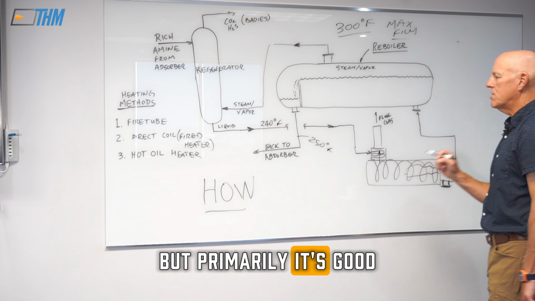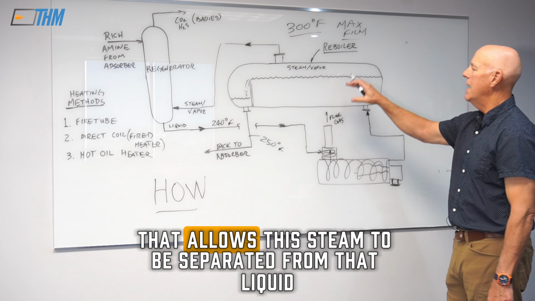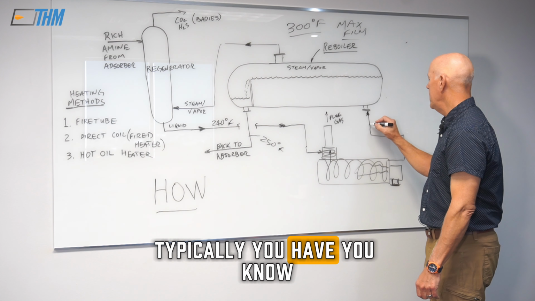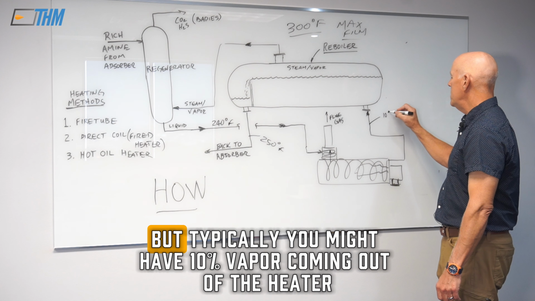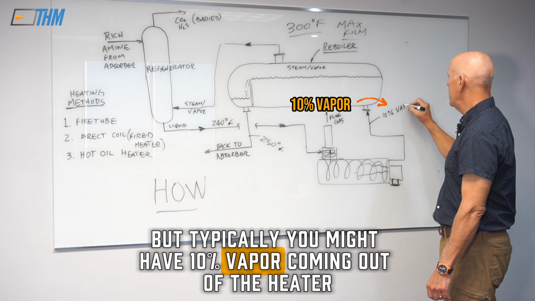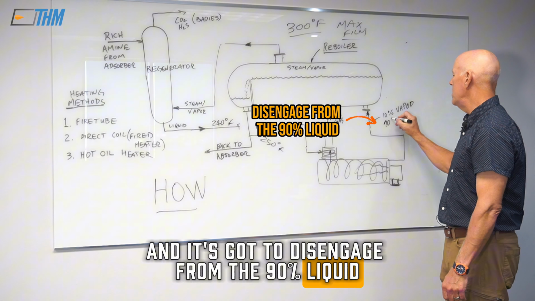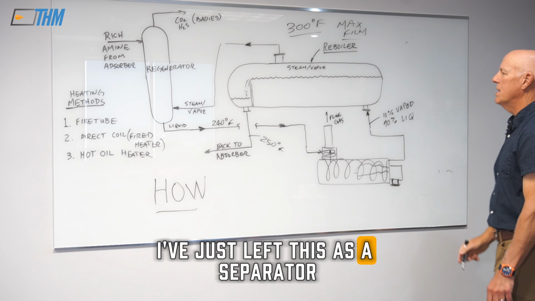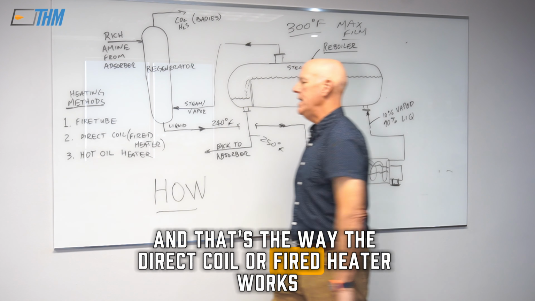So as I heat it, what happens? I'm taking this stream from the regenerator into the fired heater, I heat it up. I still have to have a device that allows this steam to be separated from that liquid. Typically you may create a little bit of steam in here. You can do it where there's no steam, but typically you might have 10% vapor coming out of the heater, and it's got to disengage from the 90% liquid. And typically you have some type of separator. I've just left this as a separator, and that's the way the direct coil or fired heater works.